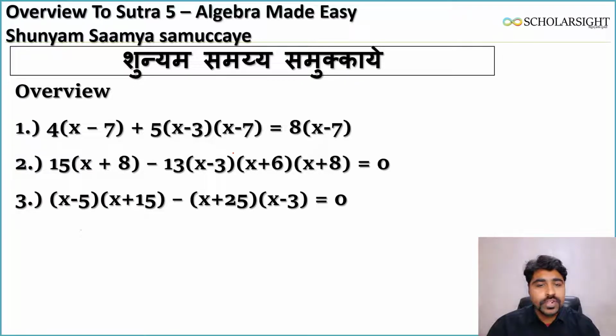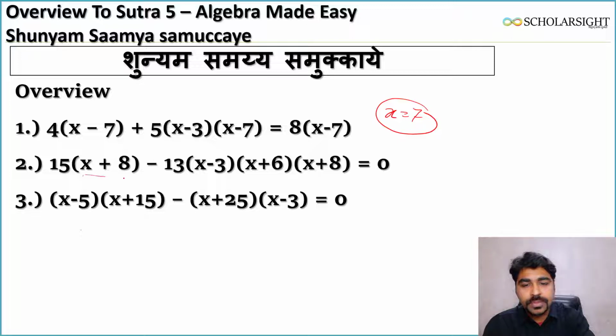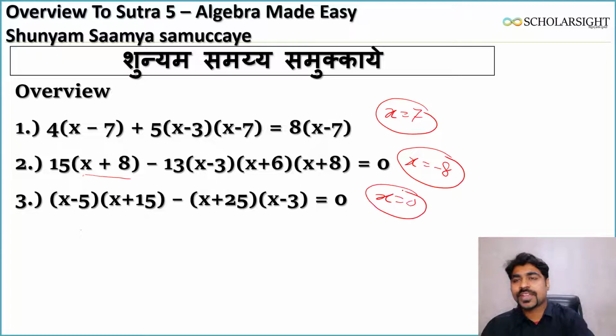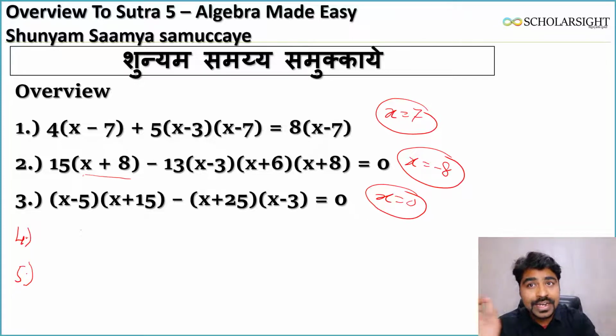The answer to the first question would be x equals 7. The answer to the second question would be x equals minus 8. The answer to the third question would be x equals 0. Do you think that I am just kidding around and I actually learned these answers and then came? No. If you think so, let me give a couple more questions to myself. Then you will feel intrigued.